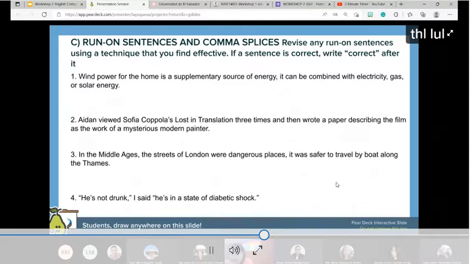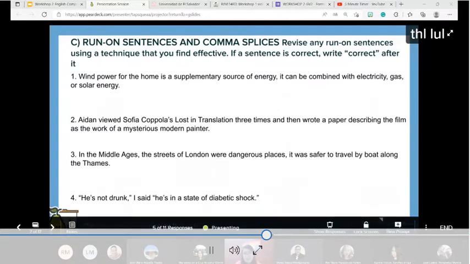Maybe it's a comma splice. And how would you fix it? Just adding a semicolon. You want just a semicolon, okay. So it's like: wind power from the home is a supplementary source of energy; it can be combined with electricity, gas, or solar energy. Okay. It is a really acceptable correction.